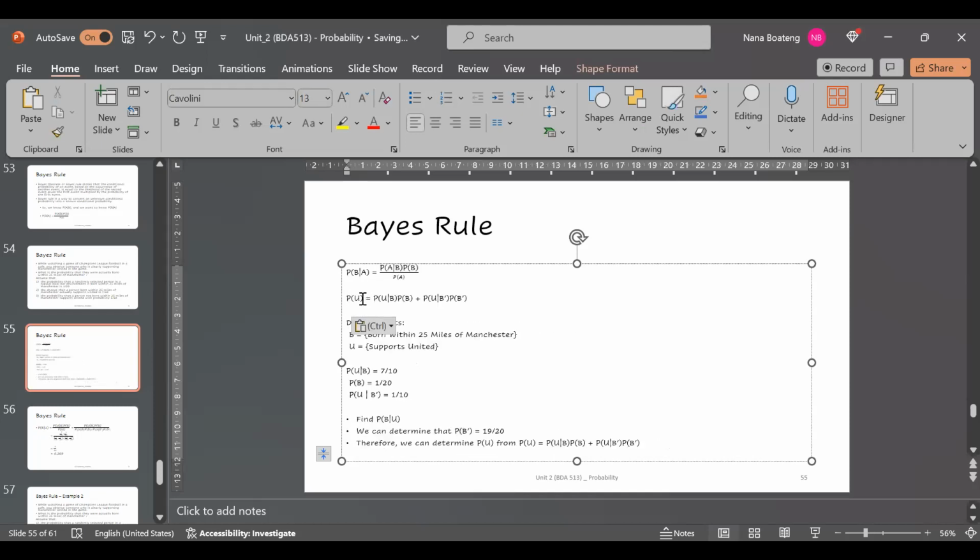So here, you can say that the probability of A is the same as the probability of A given B times the probability of B, plus the probability of A given B prime times the probability of B prime.